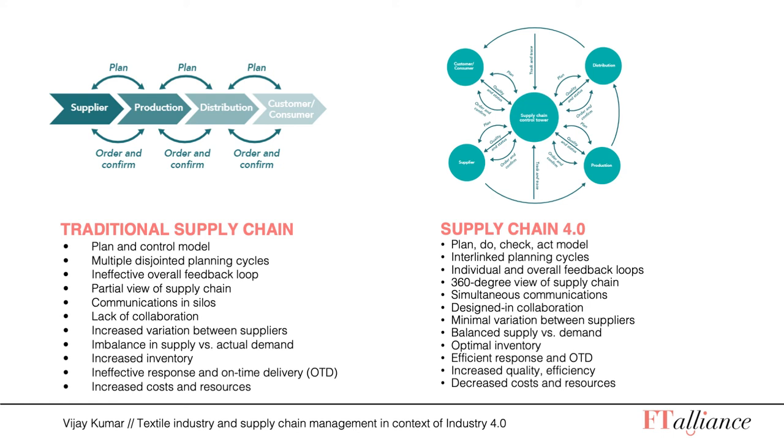And similarly, you have other issues such as on-time delivery. Because the communication is not that clear in the traditional supply chain, you have issues with the delivery on time and so on. But these issues are reduced because you have a more integrated supply chain when we talk about Industry 4.0. So those aspects are better controlled there.